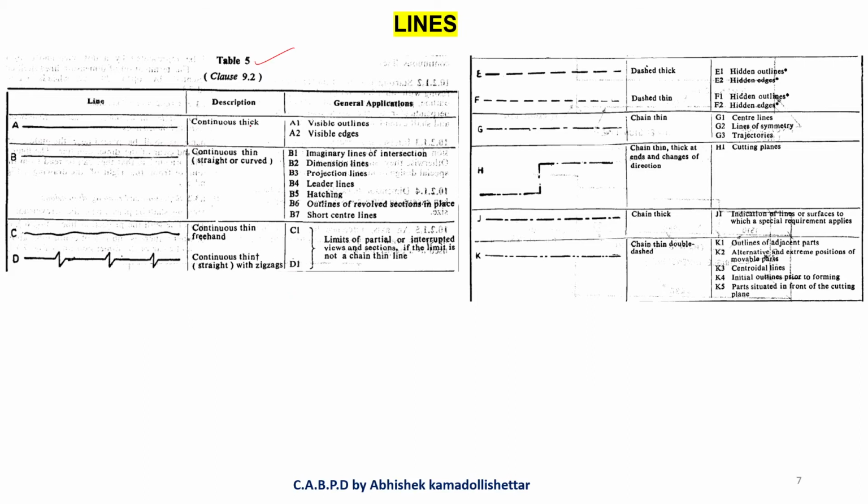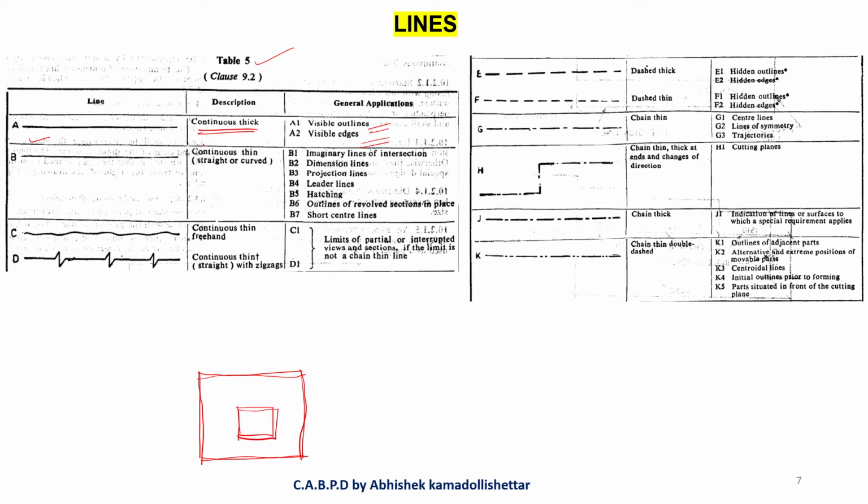Just see Table number 5, which I just explained in the previous slide. The first part here is a continuous thick line. Where is it used? Visible outlines and visible edges, like in a drawing, in a plan view, a section view, an elevation, the lines which are visible. When you want to see a footing and a column, an isolated foundation footing, you can see all these edges. They should be dark and thick. That is the meaning of continuous thick lines, visible edges.